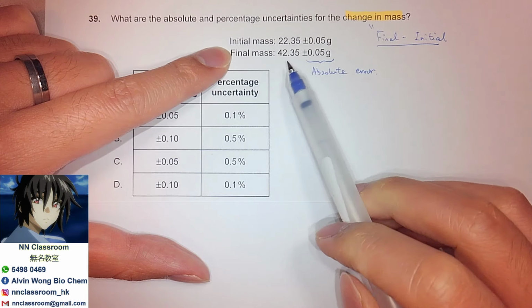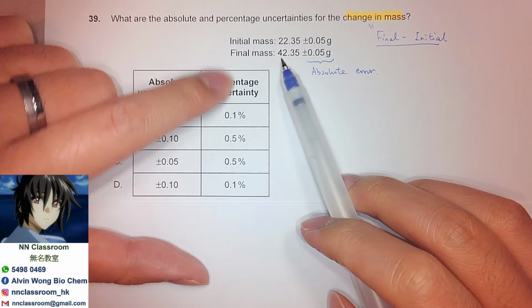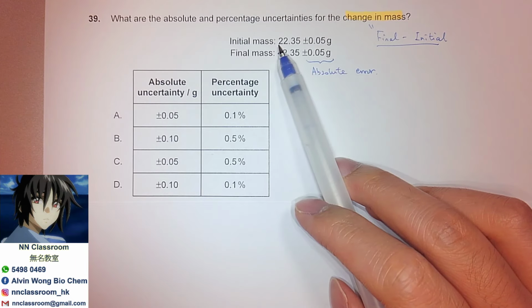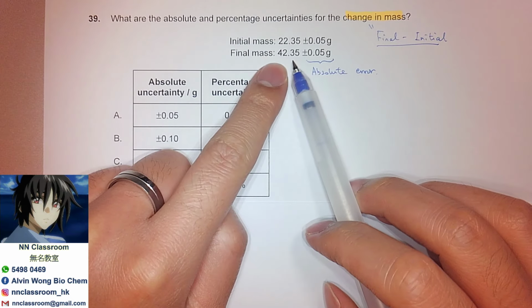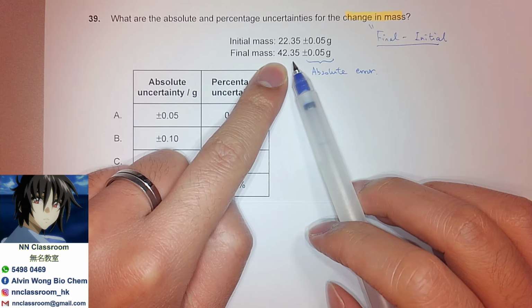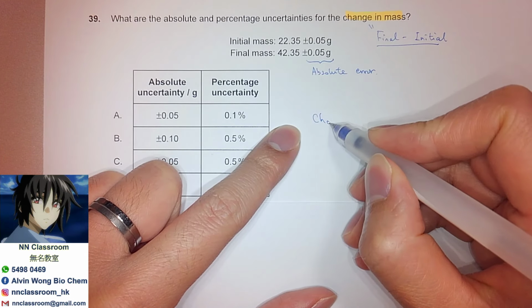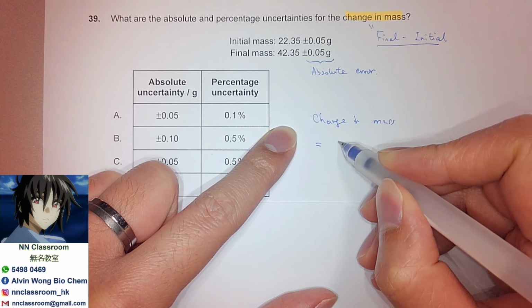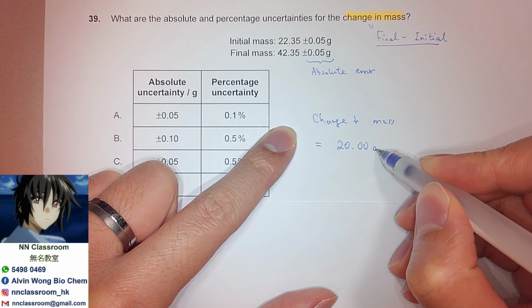So the change in mass will be 42.35 minus 22.35. Obviously the answer is going to be 20.00, right? So the change in mass will be equal to 20.00 grams.